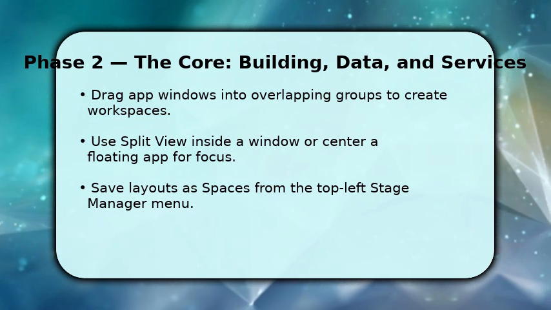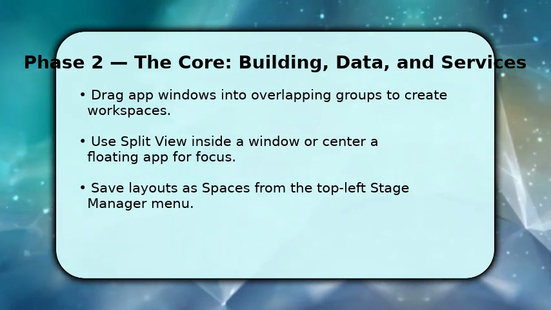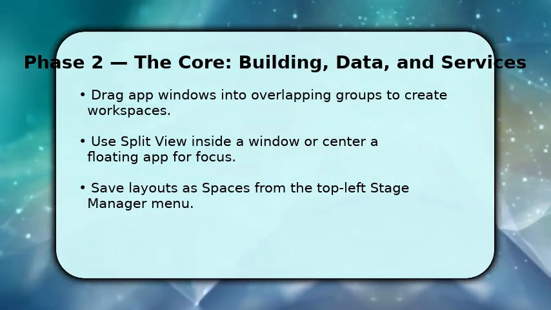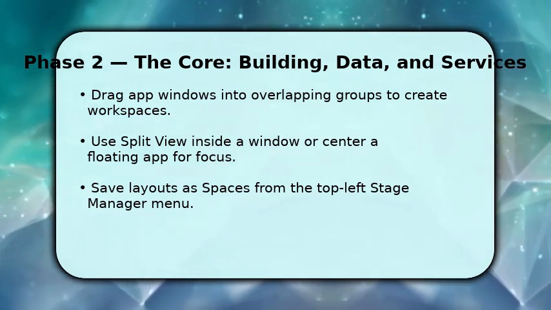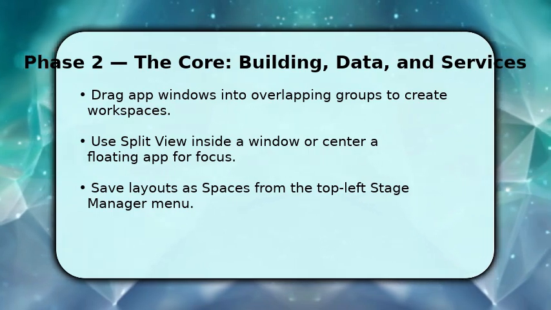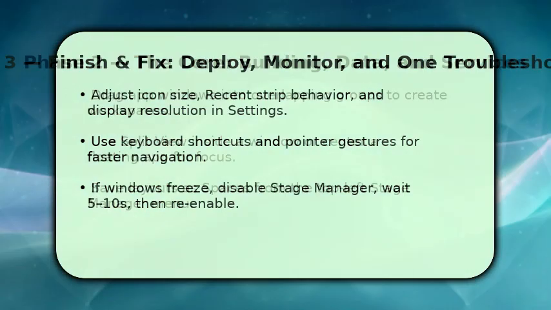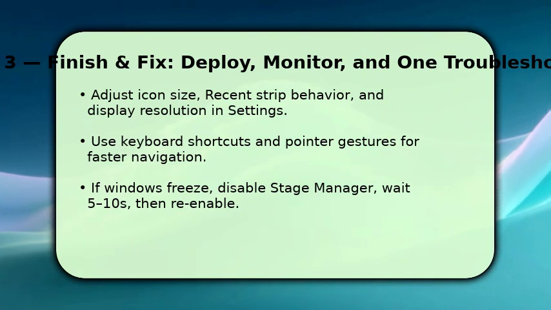Next, use split view inside a window for two-up editing, or float a utility app in front for quick input. Once your layout feels right, save it as a space via the Stage Manager menu so you can recall the exact arrangement later. Finish by fine-tuning settings and learning shortcuts.